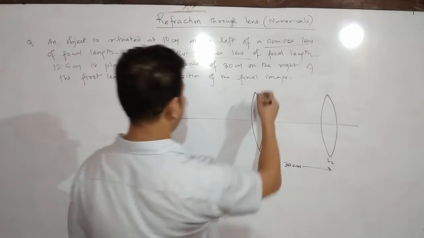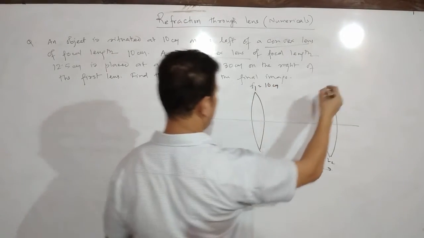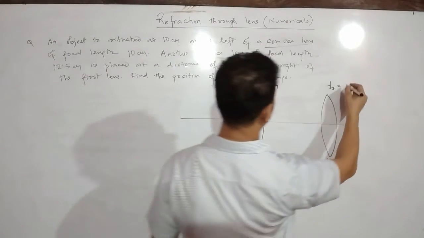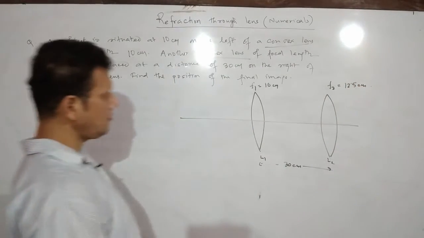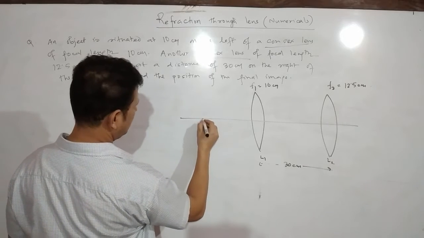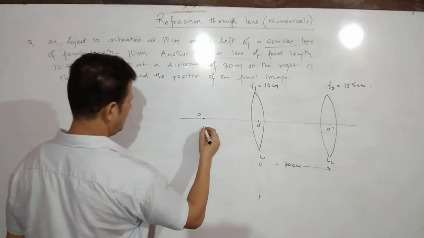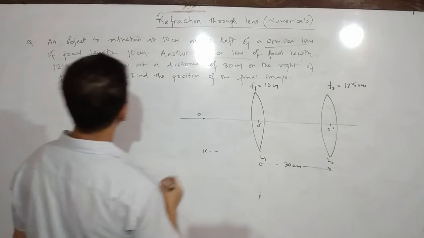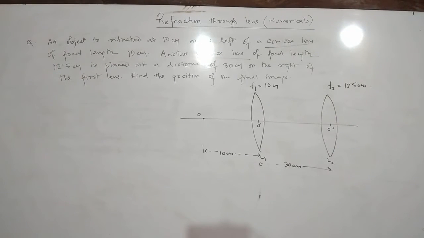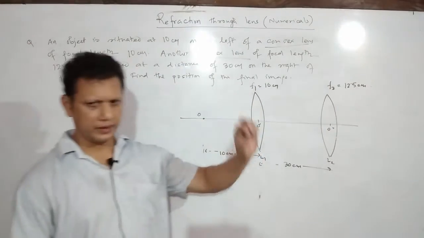Okay, so the focal length of the first lens is 10 centimeter, and the focal length of the second lens, which is also positive, is 12.5 centimeter. The object is placed to the left of the convex lens, at a distance of 10 centimeter. Now the question is: find the position of the final image after two consecutive refractions.